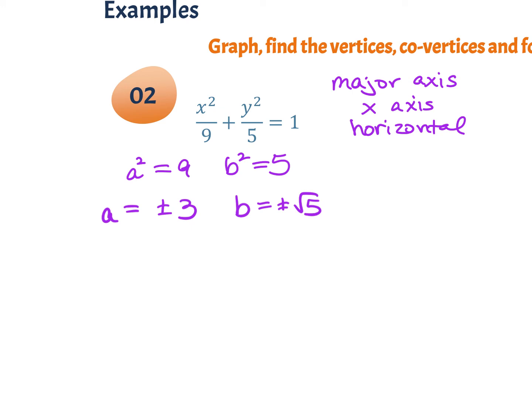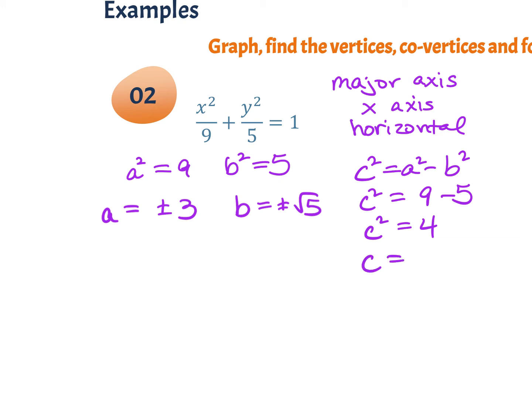Let's go ahead and find the C value. C squared equals A squared minus B squared. A squared is 9. B squared is 5. C squared equals 4, so C equals plus and minus 2. Now let's find our vertices and our co-vertices. This time when it's horizontal, remember your vertices.